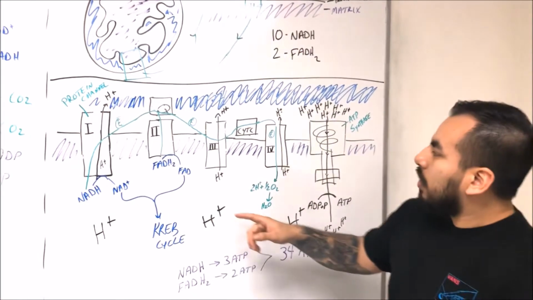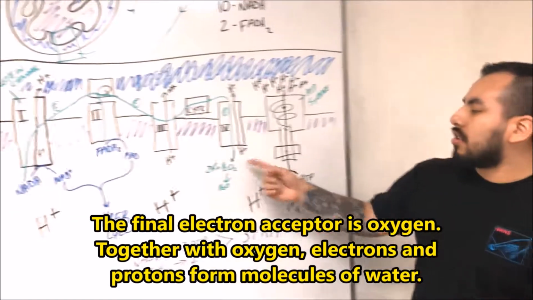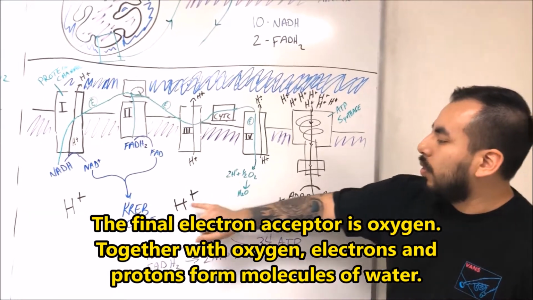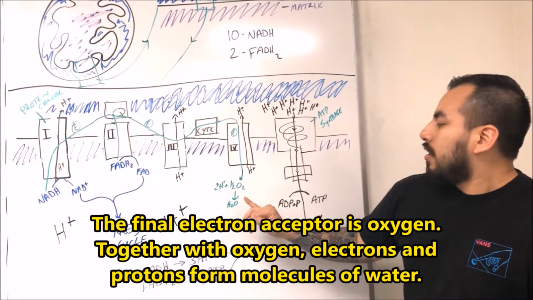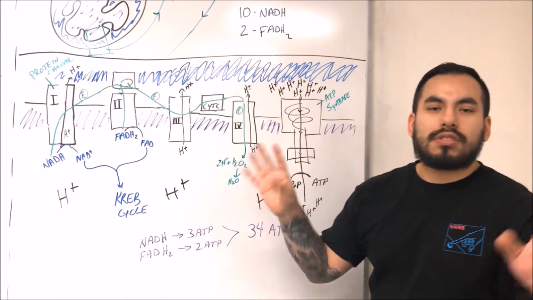The last electron acceptor is oxygen. With oxygen, it attaches to free-flowing hydrogen ions to form water, which is a byproduct.